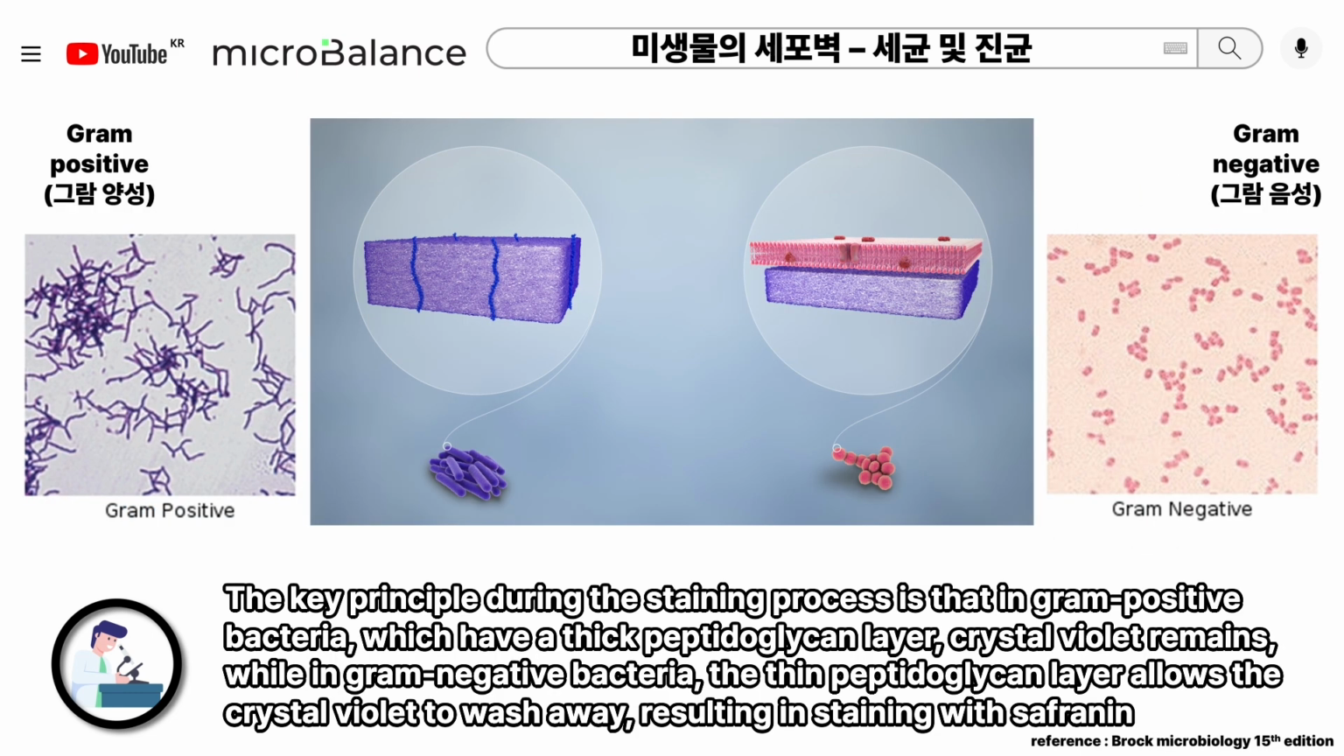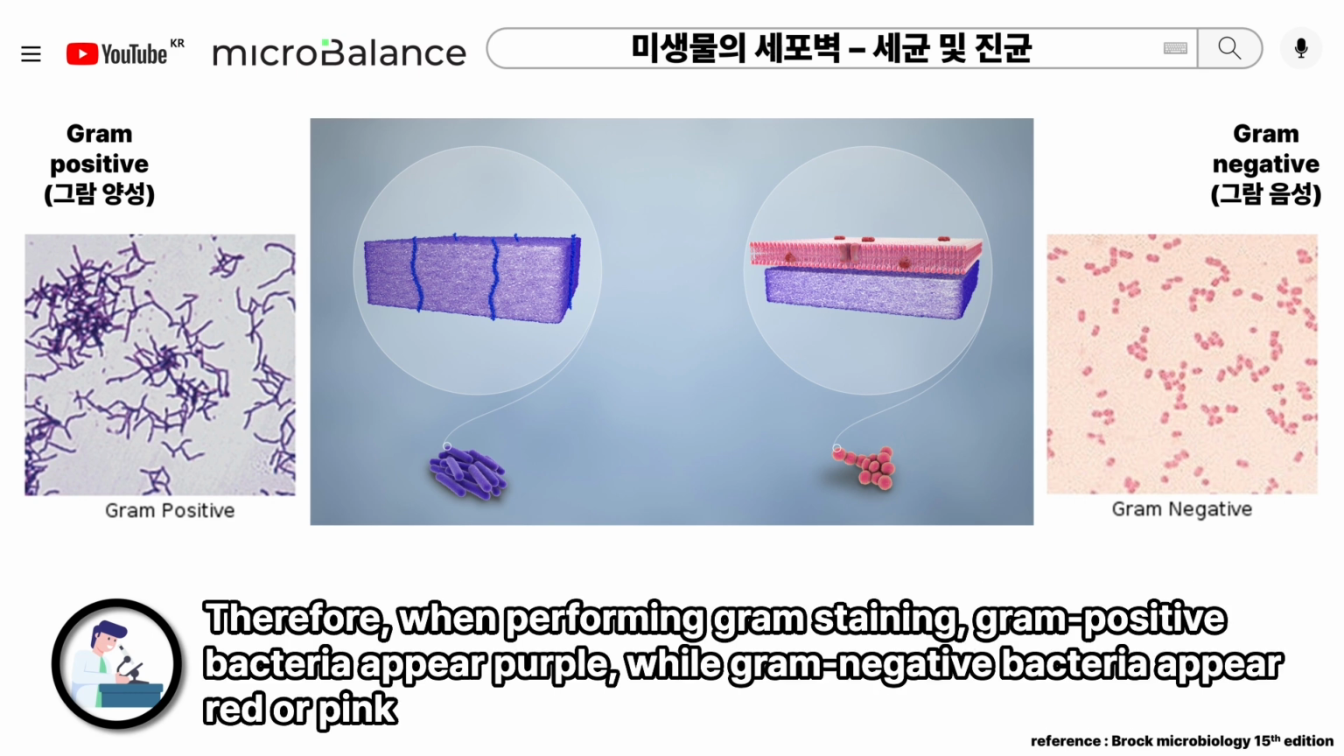The key principle during the staining process is that in gram-positive bacteria, which have a thick peptidoglycan layer, crystal violet remains, while in gram-negative bacteria, the thin peptidoglycan layer allows the crystal violet to wash away, resulting in staining with safranin. When performing gram staining, gram-positive bacteria appear purple, while gram-negative bacteria appear red or pink.